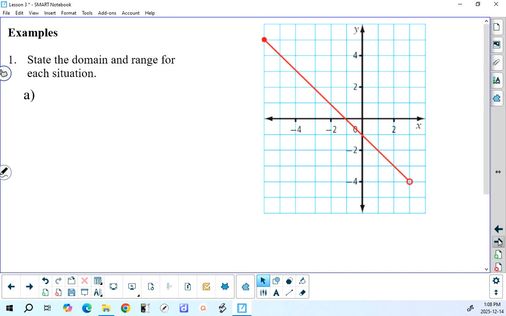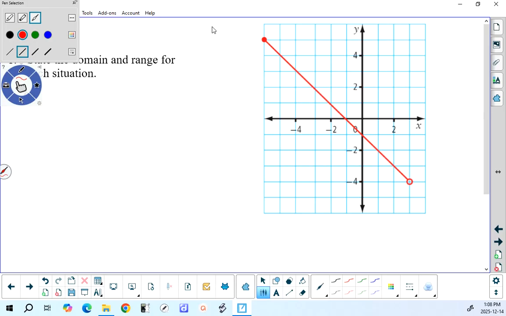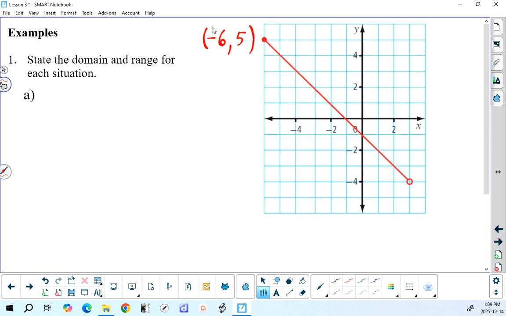Here's a relation given in graphical form, and it's kind of a strange relation. We need to, first of all, make sure that we know what each of these 2 points on the end of the relation are. The point on the left is a solid point, and that means that the coordinates of this point, which we can read off of the graph, are -6, comma, and the y-coordinate is 5. Those are the coordinates of that point, and that point is a solid point on the graph, which means that point is part of the relation.